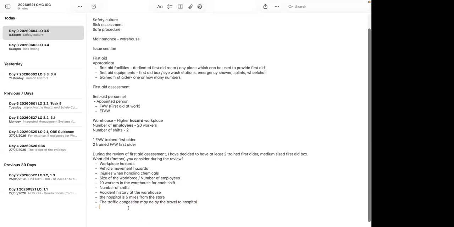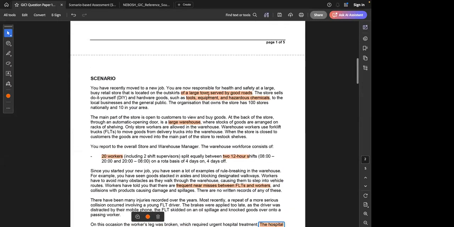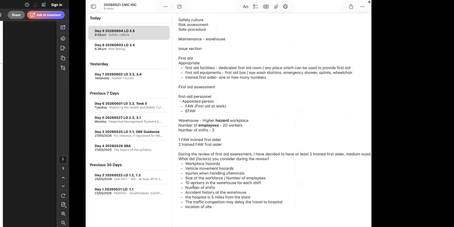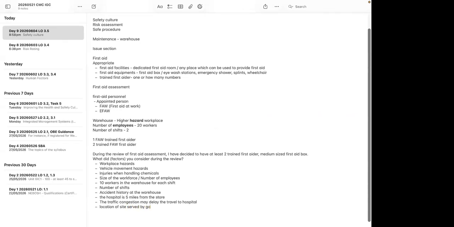And then your location of site. The location of the site is, you can see here, in the outskirts, served by good roads. Now imagine if you had an unpaved road, that again would be challenging for the emergency service to arrive and to transport the victim to the hospital. So 5 miles is okay, but this 5 miles you can travel in 20 minutes or 30 minutes or 50 minutes, depending on the traffic, the conditions of the road, and other things. So I'm also including these things under my review.